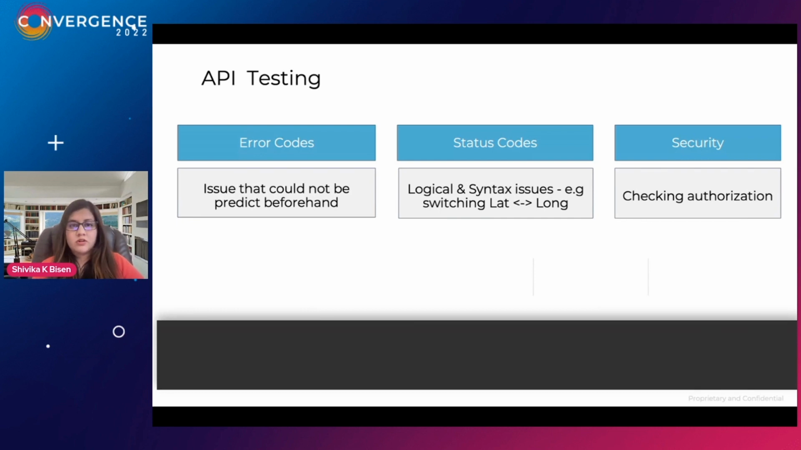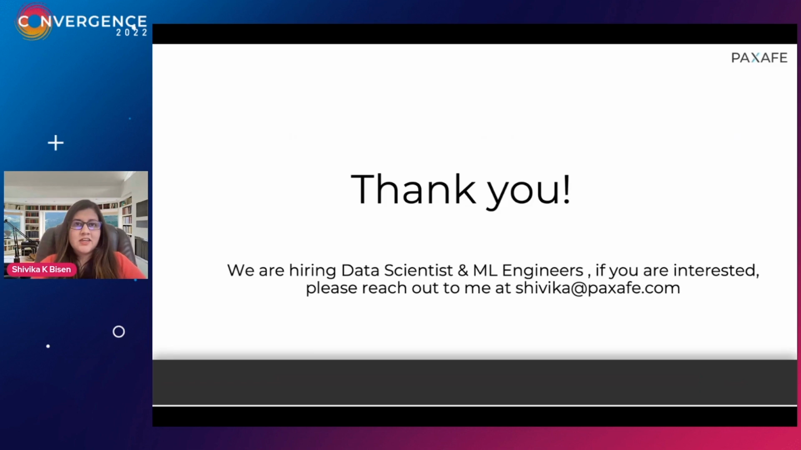We'll try to give the model similar data where we have this case of latitude and longitude reversed, and try to see if the model is able to handle that, and if it gives that particular status error related to this issue. Once we check that, we finally check the security, which is more like checking whether we have the right authorization in place for the model. And that's about it. That's the entirety of the machine learning model lifecycle.